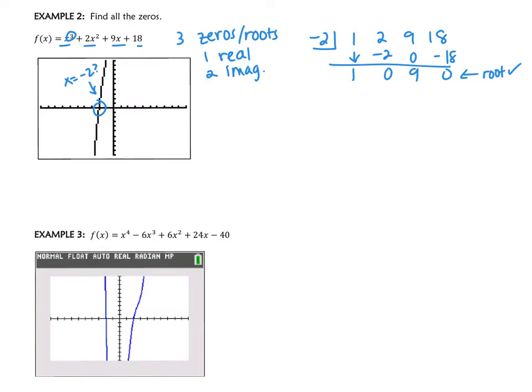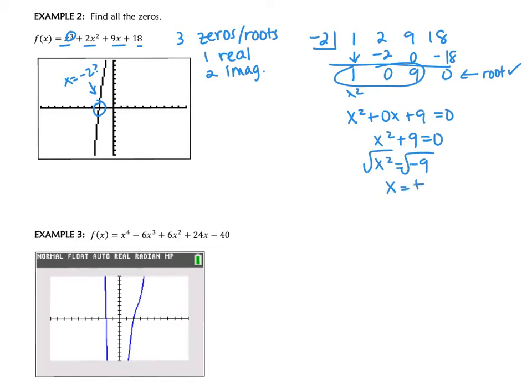So now what we can do is take what's left. Because we started with x cubed, this will be x squared. So we have x squared plus 0x plus 9 equals 0. And now we need to solve this. That 0x we don't really need, so this is x squared plus 9 equals 0. So that's good. Solving for x, we take a square root. Don't forget plus or minus, and then 3i.